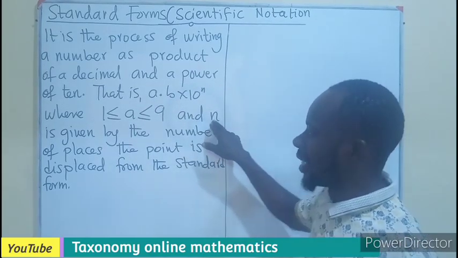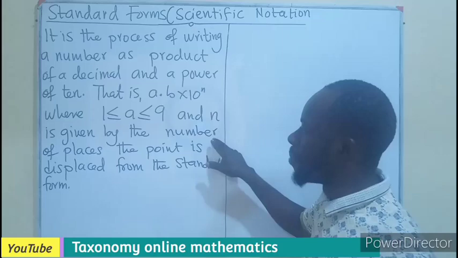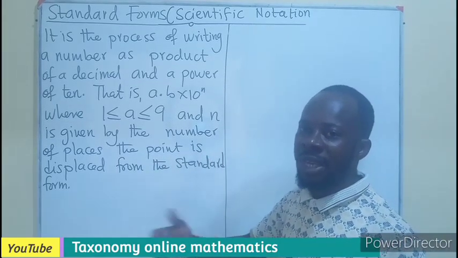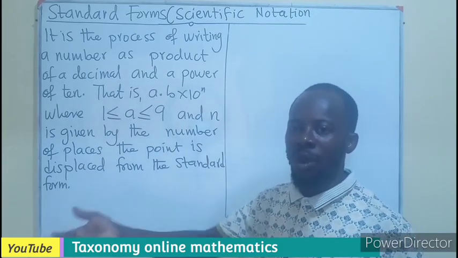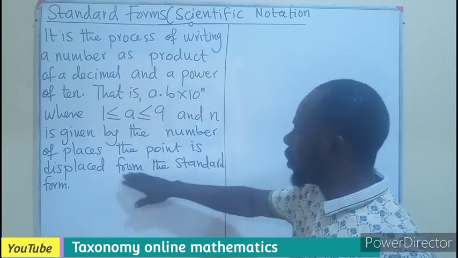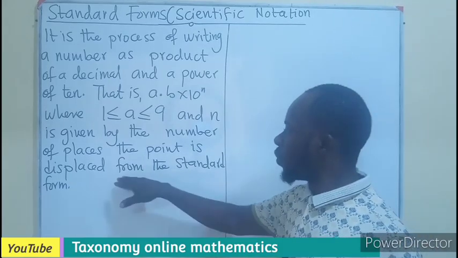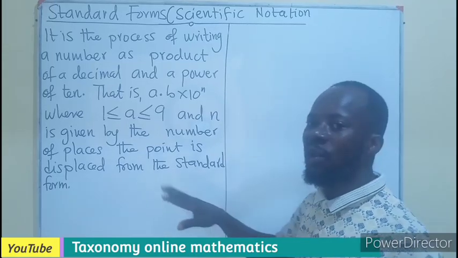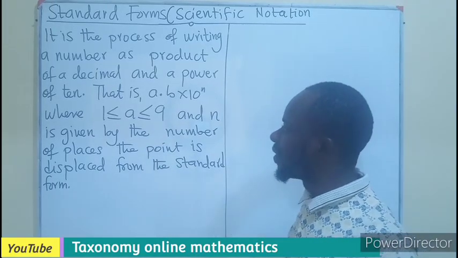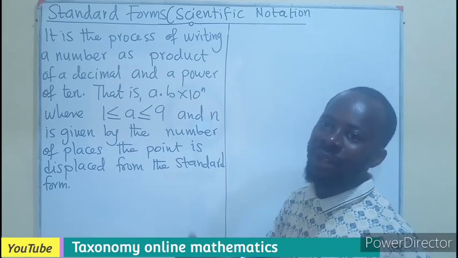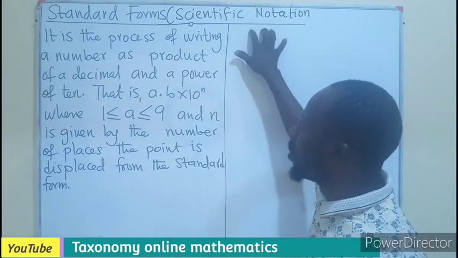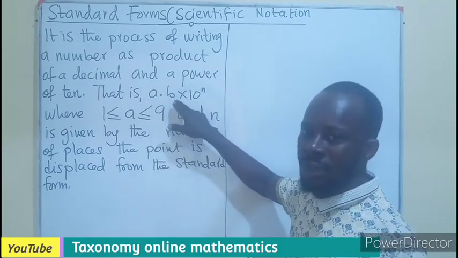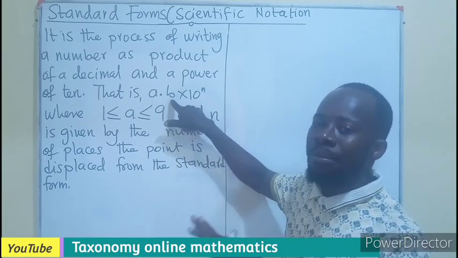Then the n is just given by the number of places the point is displaced. Displaced meaning moved. It can be moved to the right or moved to the left, from the standard form. So every number that will be written into a scientific notation or the standard form should have this description, where b can be any number.